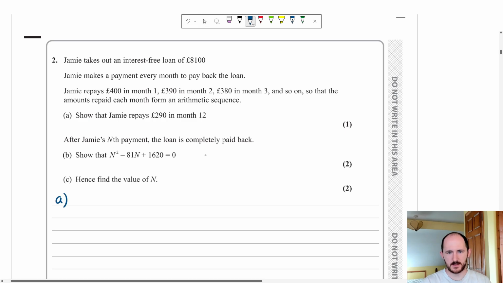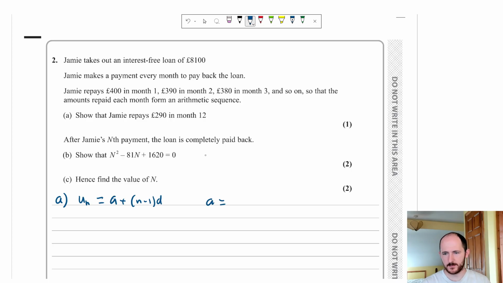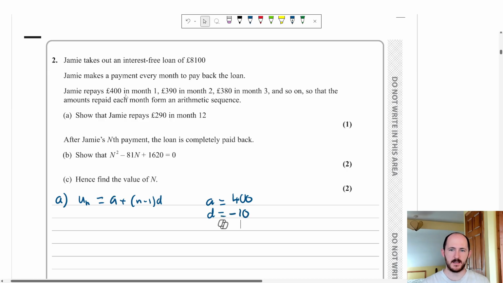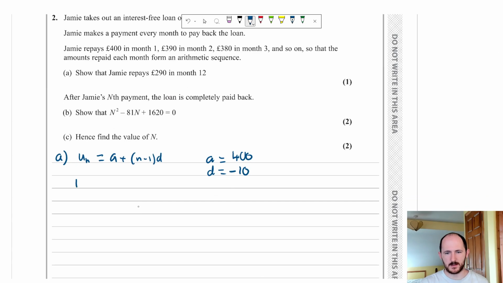All we're doing here is using the arithmetic series formula, which is a plus n minus 1 d, where a is equal to £400 and d is equal to negative 10, because as you can see, it goes down by 10 each time. It says in month 12, so we sub in u12 equals 400 plus 12 minus 1 times minus 10. That'd be minus 110, which is £290. Cool. That's only one mark though, sadly.